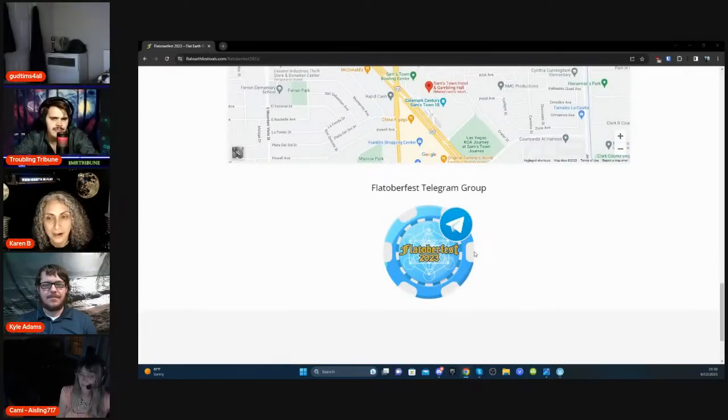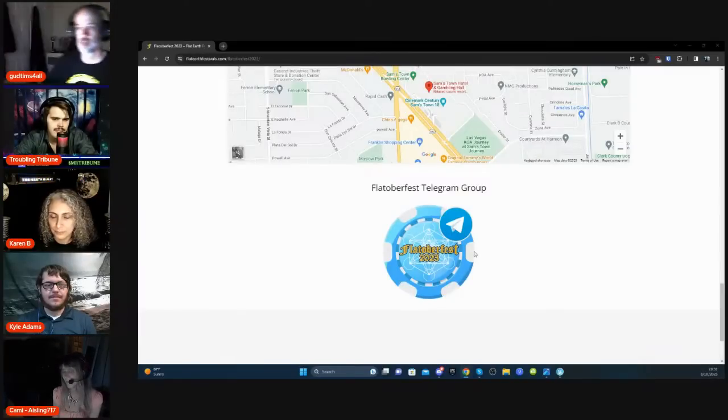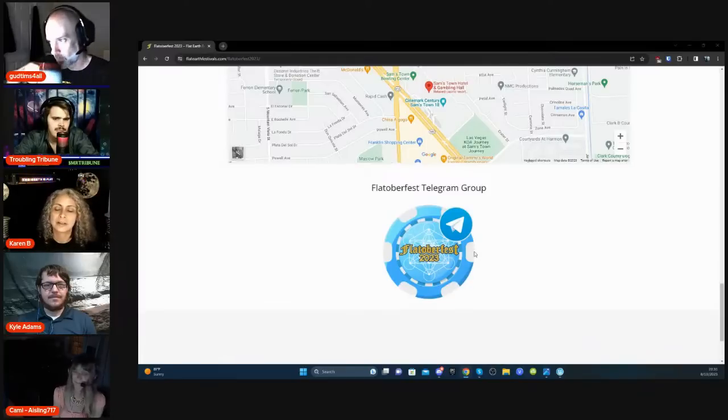And there is a Telegram group if you're looking for help getting there, carpooling, stuff like that. It's the Flatoberfest carpool and info group. If you go to the website and click on that little poker chip with the Flatoberfest logo on it, it'll take you to the Telegram chat. And there are people in there talking about what they're going to do, places to eat, carpooling, all that kind of stuff. Caravan it out. That's awesome.